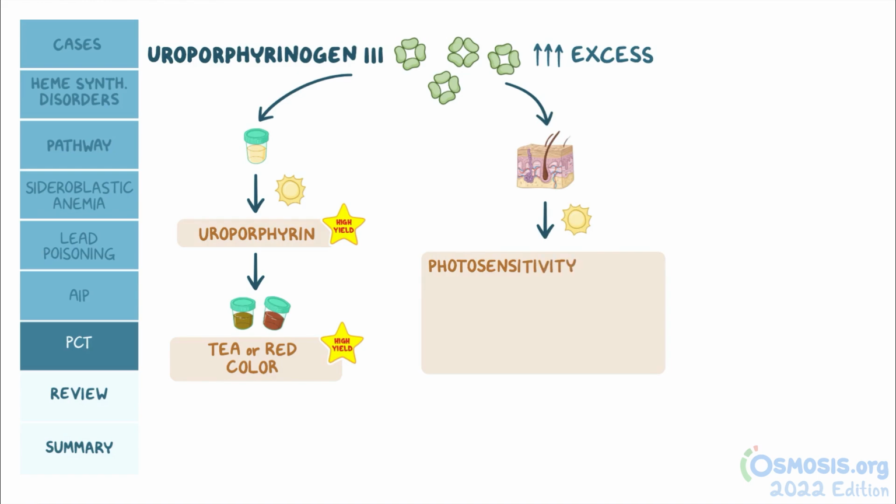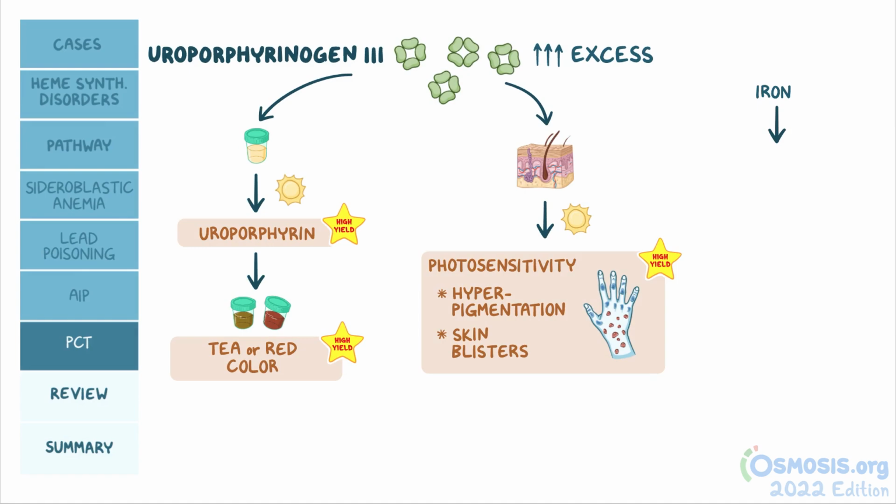So, when these individuals are exposed to sunlight, they can develop hyperpigmentation or darkening of the skin, as well as skin blisters, which usually appear on their hands and forearms. At the same time, heme synthesis stops, so the unused iron can build up in the liver, leading to cirrhosis or liver damage.